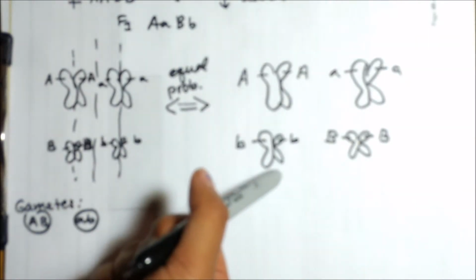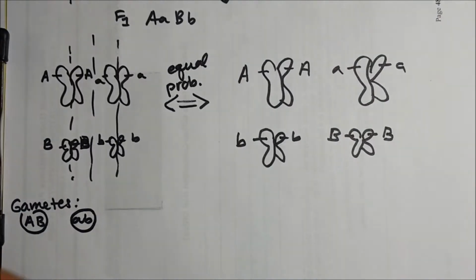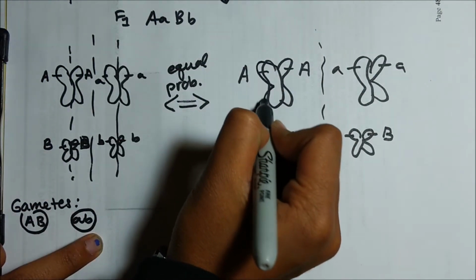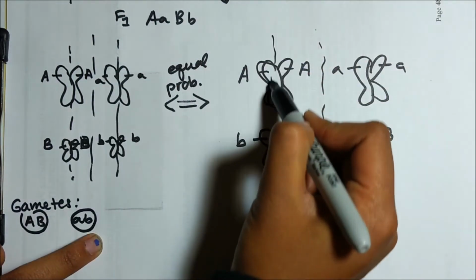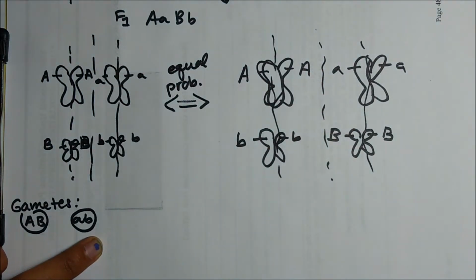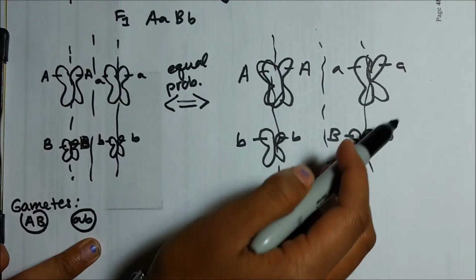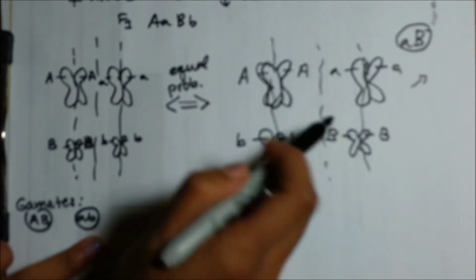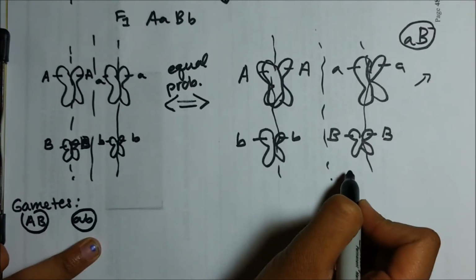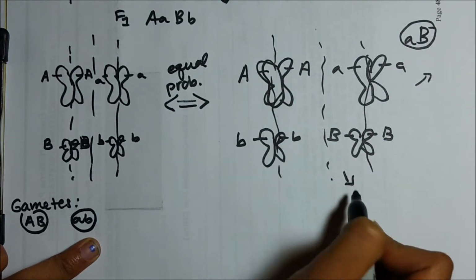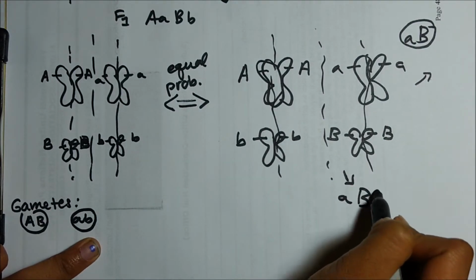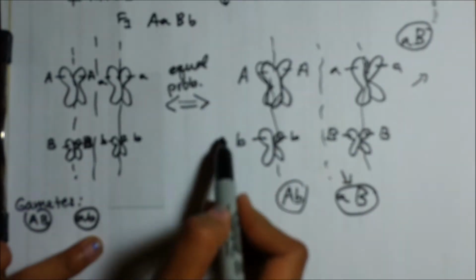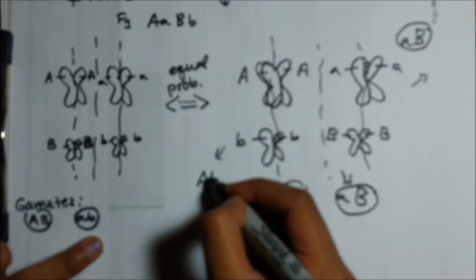Now if this were to happen, these two would go to separate poles, then they would divide again. And look at the gamete formation here. These two would produce lowercase capital. These two would produce lowercase capital. This one would produce capital lowercase. These two would produce capital lowercase.